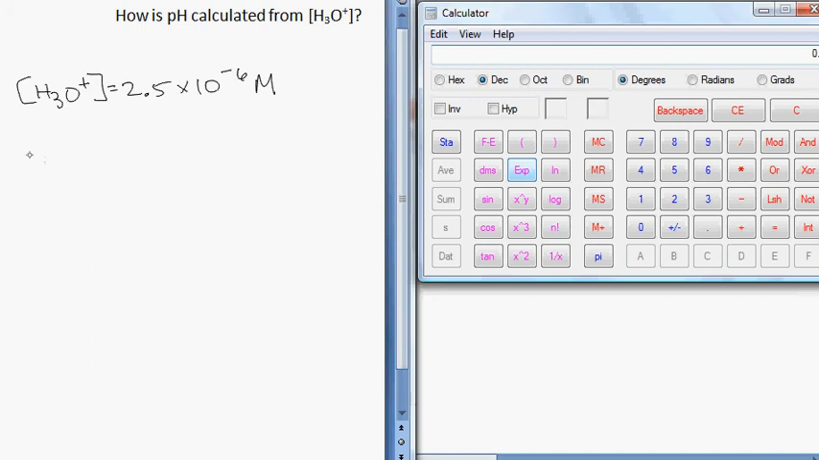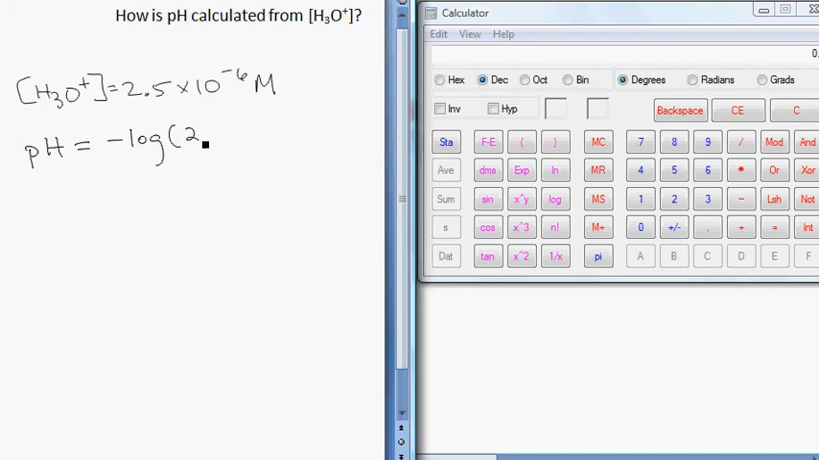To plug this in, we have to say our pH is equal to the negative log of 2.5 times 10 to the minus 6. We can't do the log of that in our head. You can estimate it. If this number is greater than 1, then your pH is going to be greater than this number here. So it's going to be 7 point something. So let's find out what a log of 2.5 times 10 to the minus 6 is.